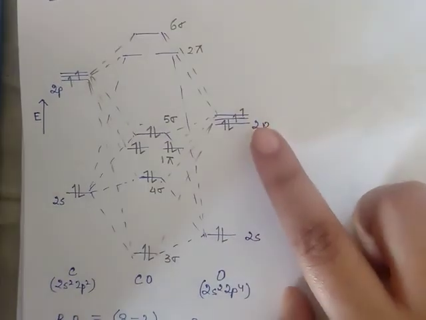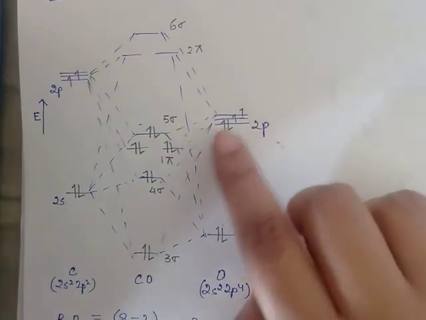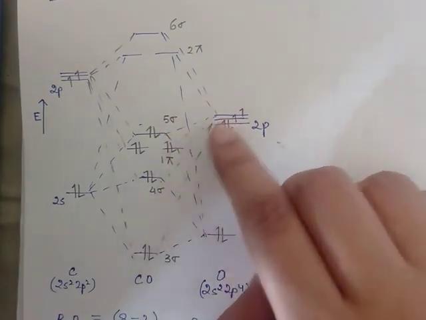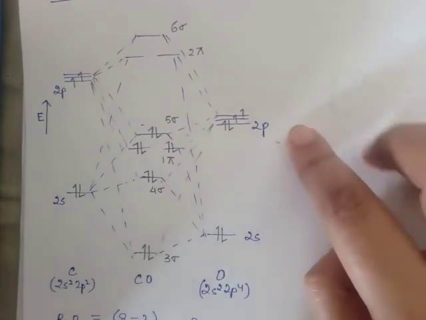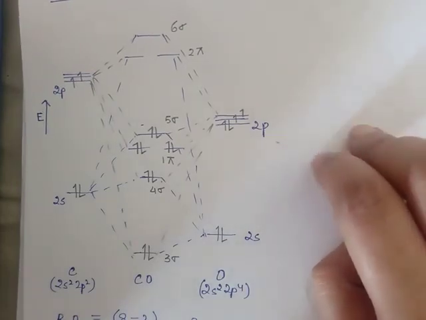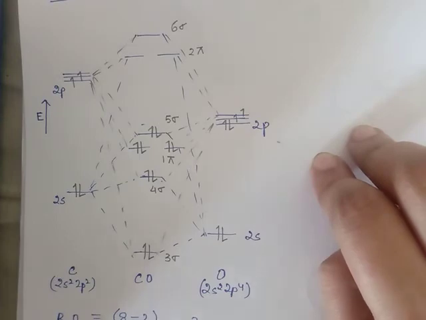Similarly this 2p, that is the 2p from oxygen, contributes towards all the molecular orbitals, maybe to a lesser extent and a greater extent, but it contributes to all of them. This is the molecular orbital energy level diagram for carbon monoxide. A similar molecular orbital energy level diagram can be drawn for CN minus, NO and so on, but of course the number of electrons will be different.